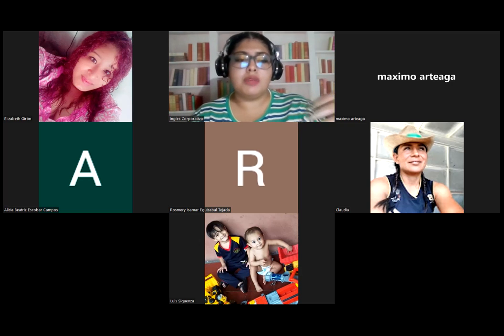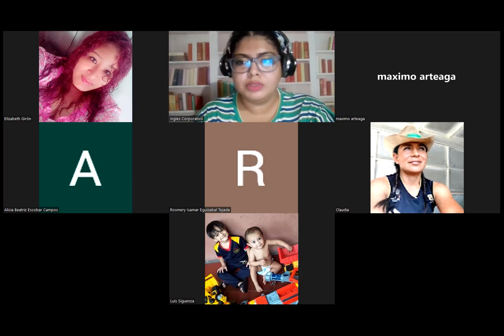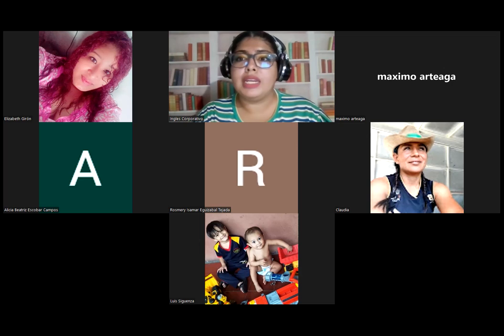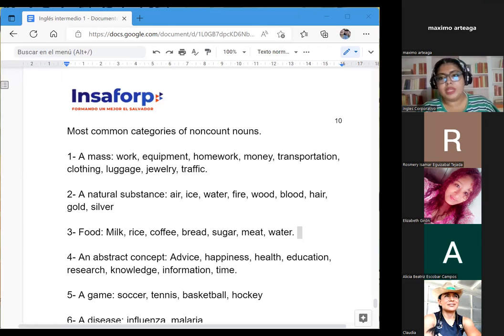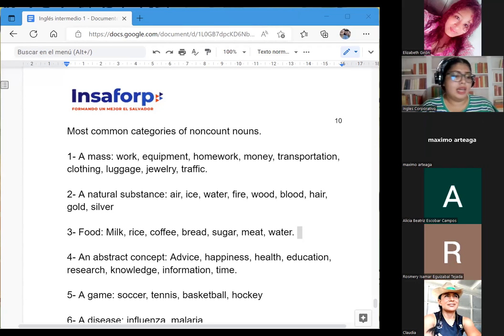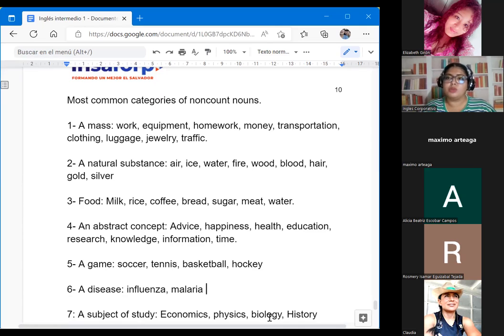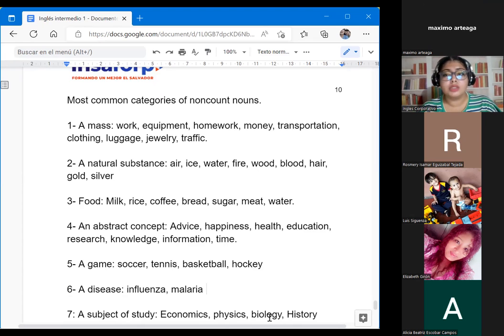If you can remember, yesterday we were talking about count and non-count nouns. And in a moment, we were talking about some expressions that we can use when we are talking about these nouns, because they are very, very important in English. We were saying that we have the quantifiers, but in this case, we are going to talk about the expressions of quantity. That is the topic that we are going to develop, because we need to use those expressions to help us understand how much or how many things we have.